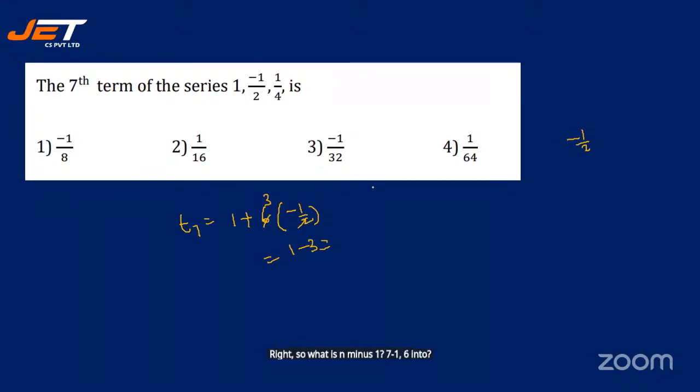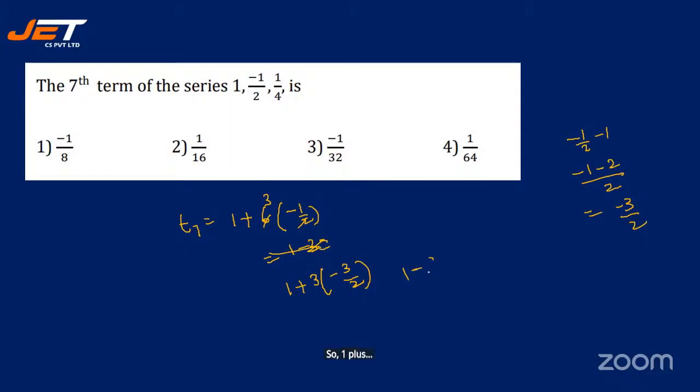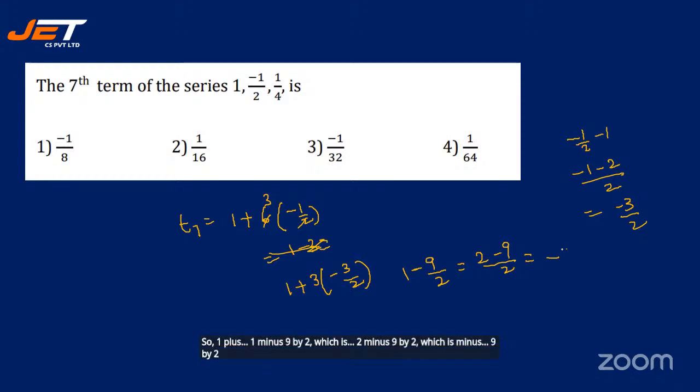So what is D? Minus half minus 1, T2 minus 1. This is not GP, this is AP, isn't it? So minus 1 minus 2 by 2, which is minus 3 by 2. So you get A plus n minus 1 into minus 3 by 2. So 1 plus 1 minus 9 by 2, which is 2 minus 9 by 2, which is minus 7 by 2.